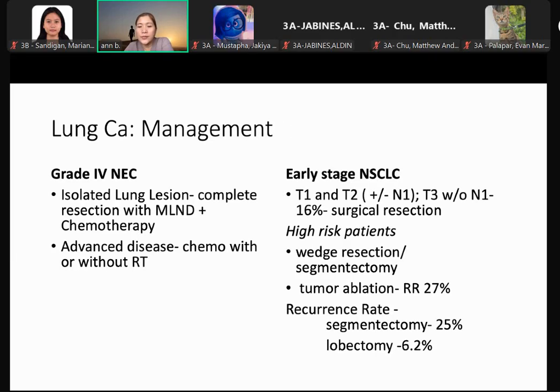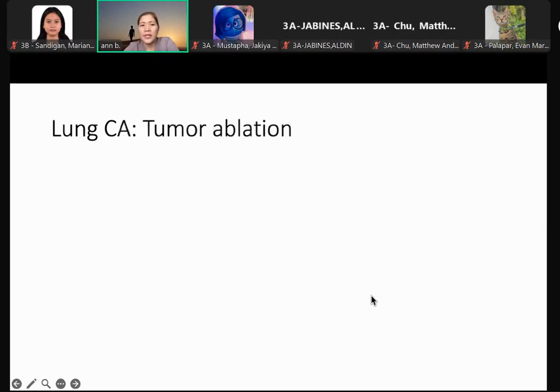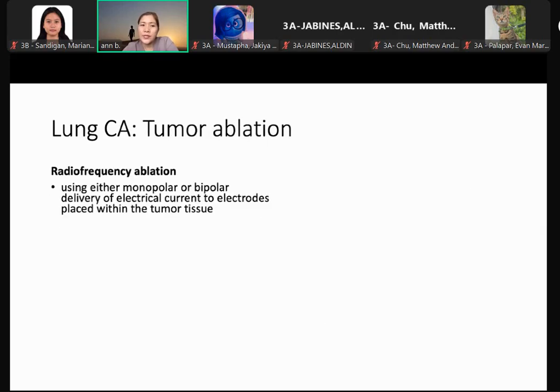Lobectomy, the recurrence rate. So for early stage cancer or the surgical candidate, lobectomy is recommended because the recurrence rate is less. That is the main objective, and the prognosis is good and the quality of life is very good. But in high-risk patients, this is only what we could offer.